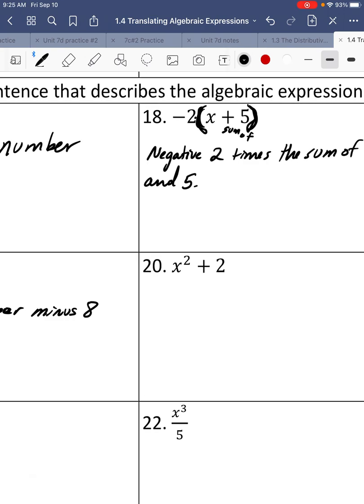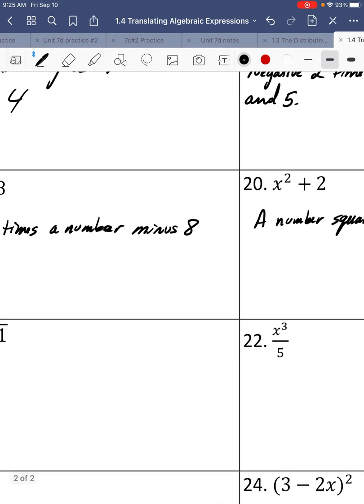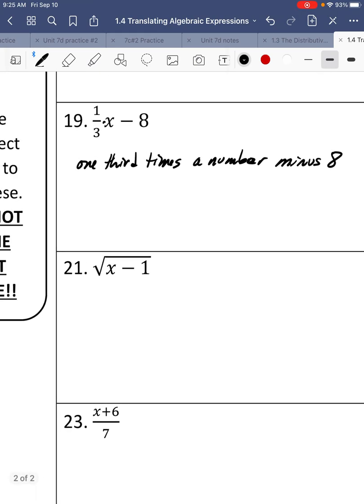So we have a number squared for number 20. You could say to the power of 2 plus 2. Pretty simple way of saying it.